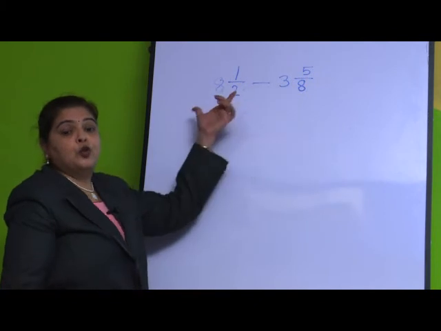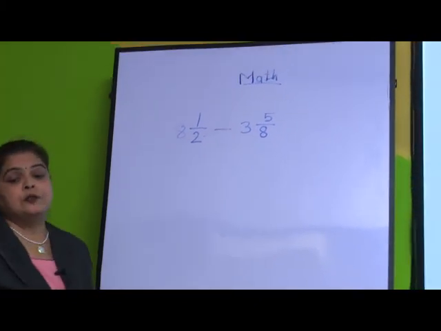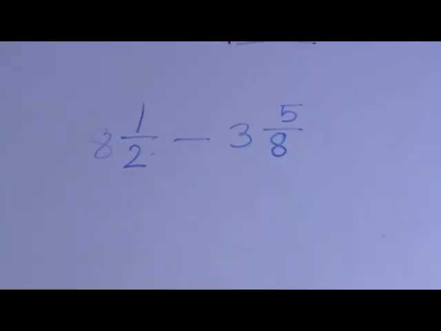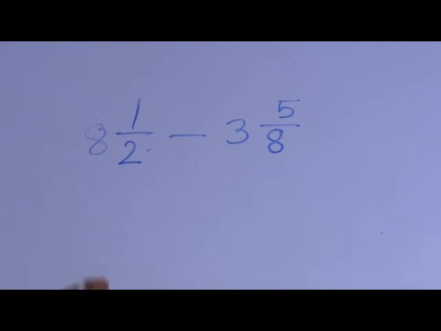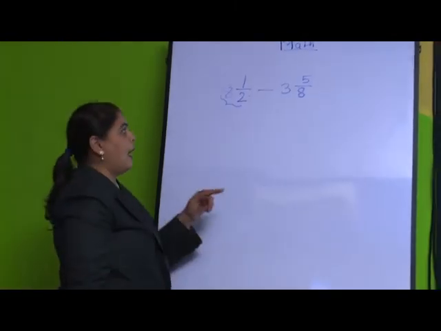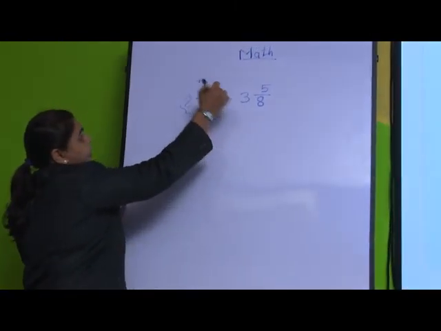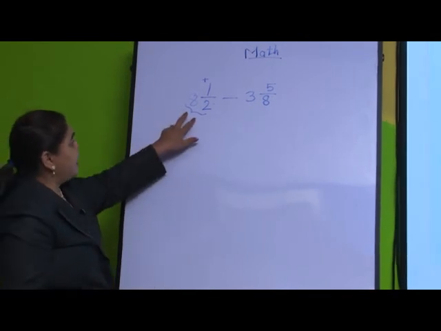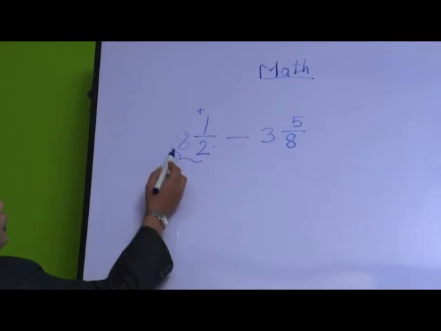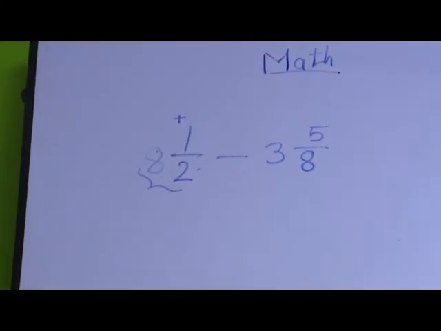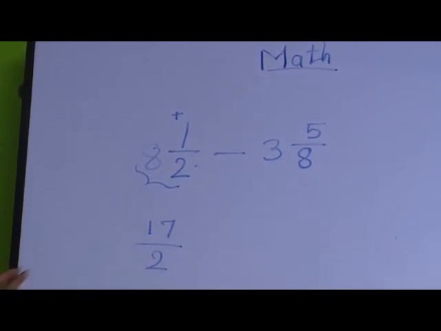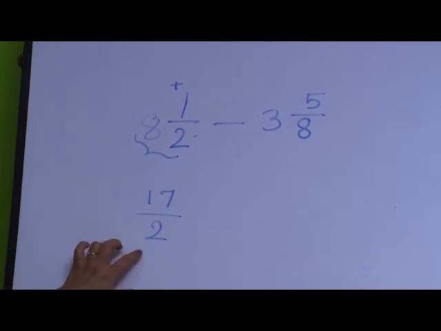Here I am having two mixed fractions. First, what should I do? Yes, first I have to convert into its improper fraction. So, I have to multiply 8 multiplied by 2 and add whatever is in the numerator. The same procedure we will follow here, so we will get an improper fraction. Now, 8 twos are 16 plus 1 is 17 upon 2. The number in the denominator will remain the same.